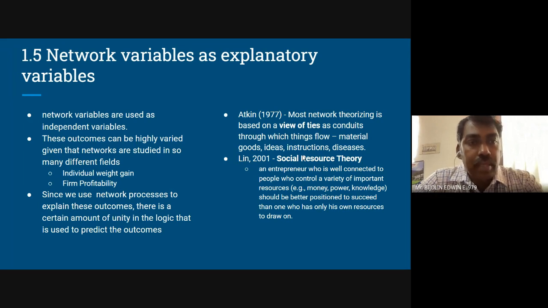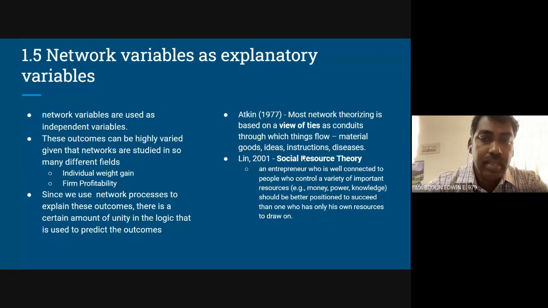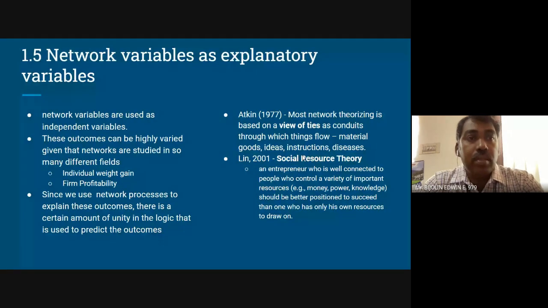The main outcome can be highly varied based on many different fields, like the individual weight; the weightage for each node can also be measured, and also the firm profitability. If I communicate with one person, how do I measure the profitability of that communication, and whether I have a strong entity relationship with that particular person? That is one kind of network variable that can come out as an outcome of these explanatory variables. My next slide.